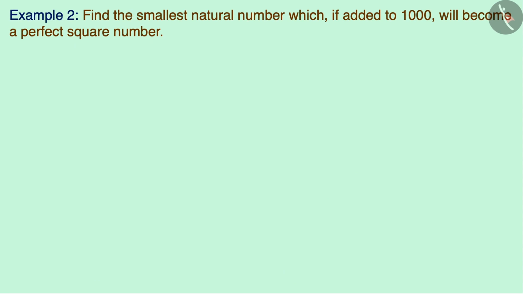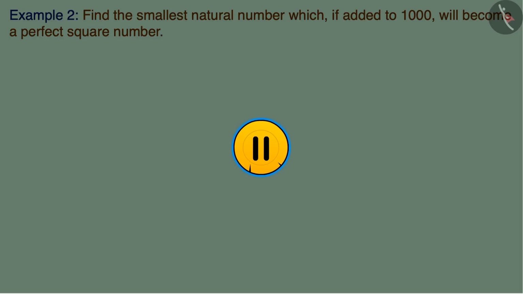Find the smallest natural number which, if added to 1000, gives us a perfect square number. If you want, you can pause the video here and solve the question.